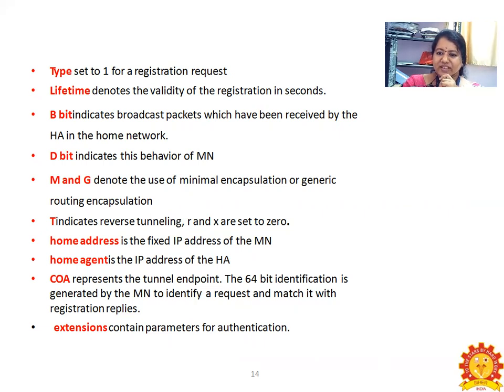Home address is the fixed IP address of the mobile node. The home agent is the IP address of the HA, which is followed by the COA, which will represent the tunnel endpoint. The 64-bit identification is generated by the mobile node to identify a request, and it will match with the registration replies. At last, there are the extensions, which contain the parameters for the authentication.